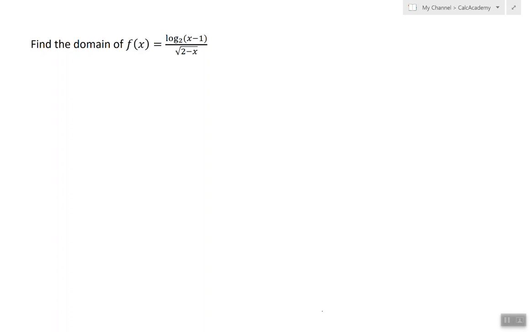In this video, I'm going to show you how to find the domain of a function. And here we have a function that contains a couple operations that have restricted domain.